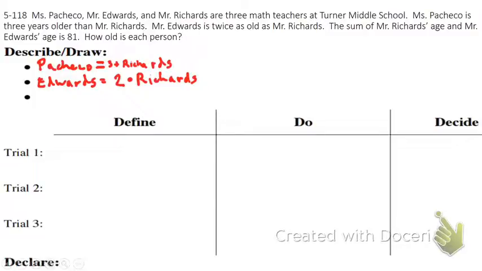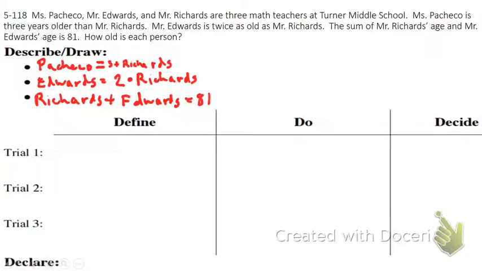So, we've got Richards plus Edwards is 81. And we're trying to figure out how old each person is. Oh, I missed one. We've got Edwards is... Oh, no, so we've got it. So, just making sure again, 3 years older than Richards. We've got it. Twice as old as Mr. Richards. And the sum of their ages is 81.